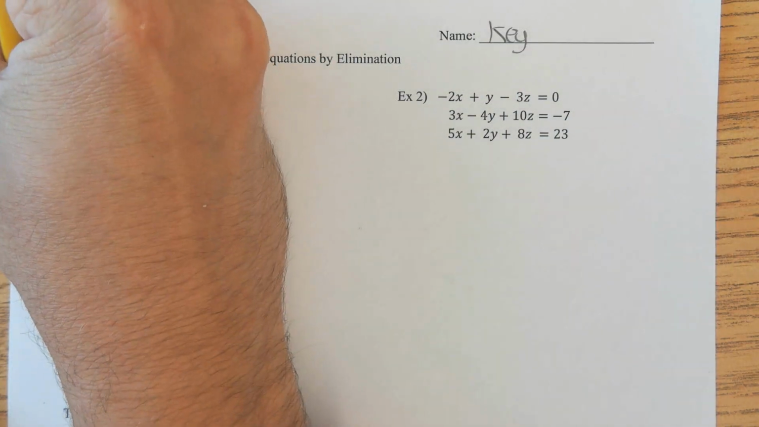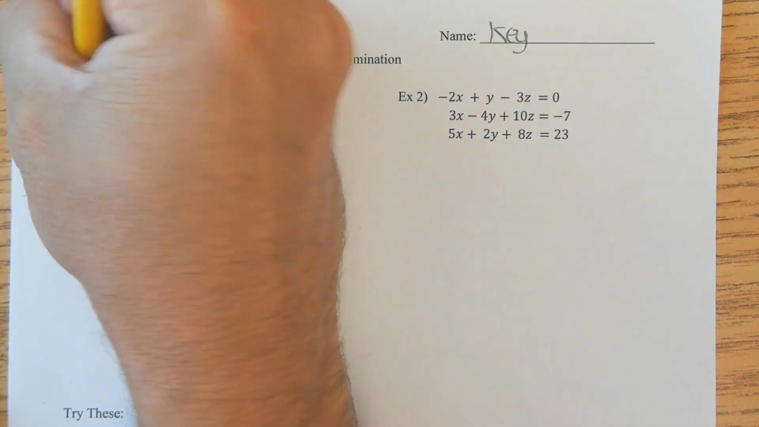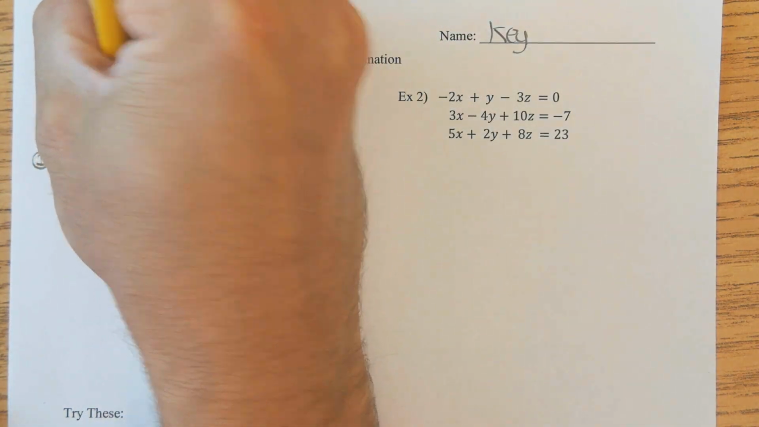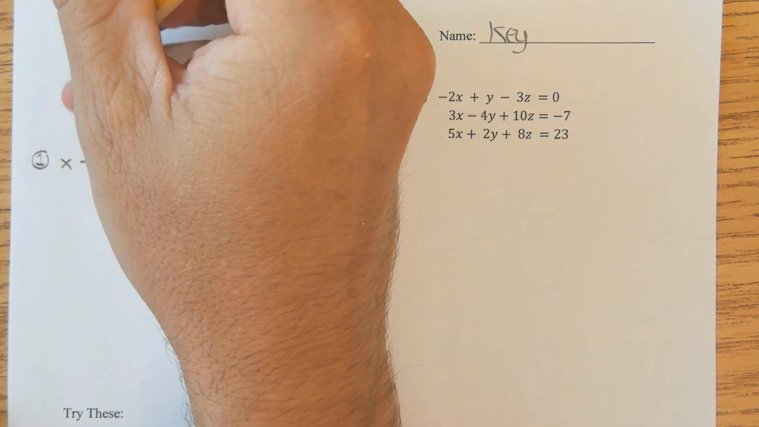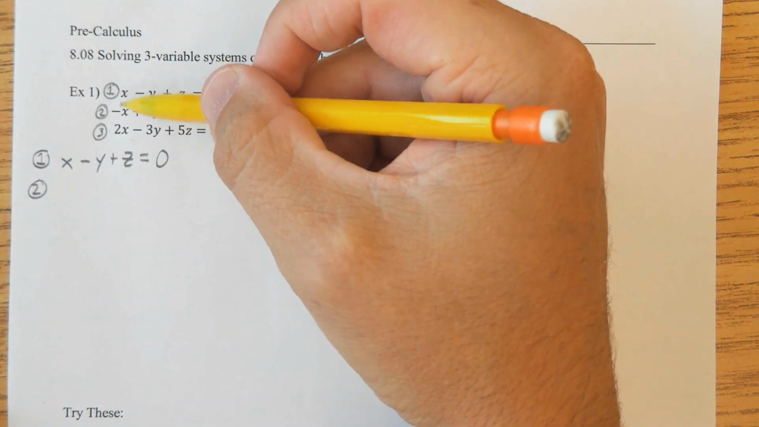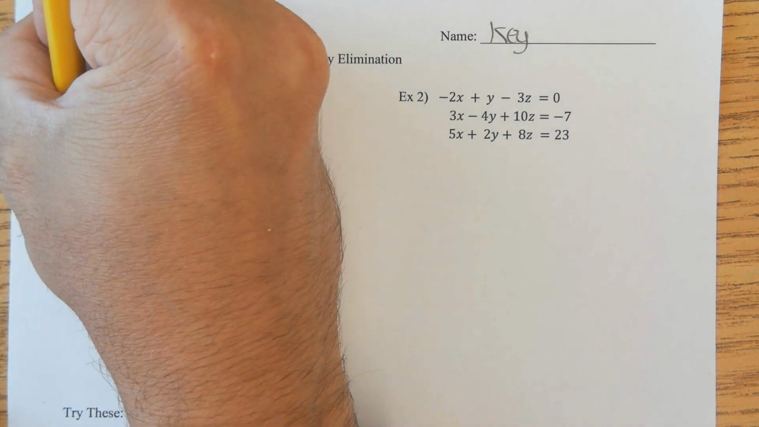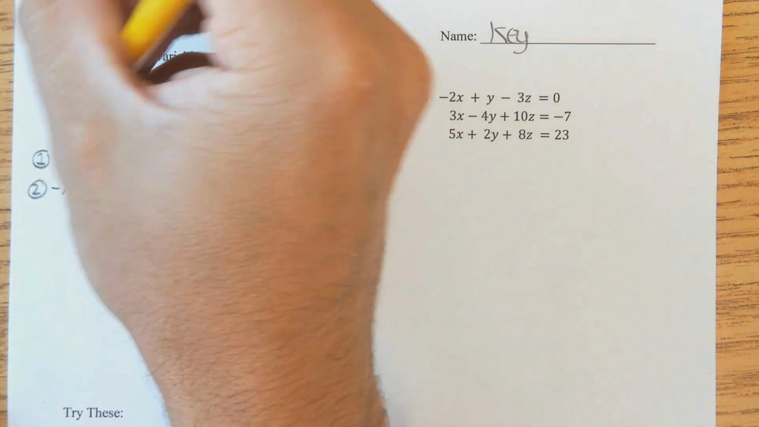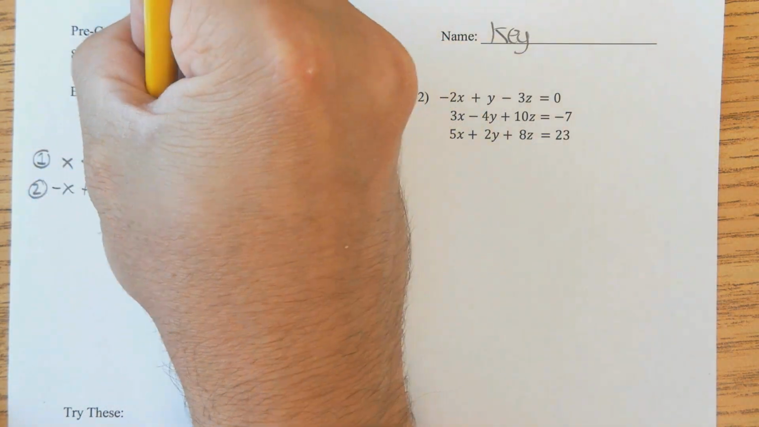I'm going to use equations 1 and 2. So let's write those out. We've got x minus y plus z equals 0. And then we're going to use equation 2, because what I notice here is I see x and negative x. So we're going to go negative x plus 2y minus 3z equals negative 5.